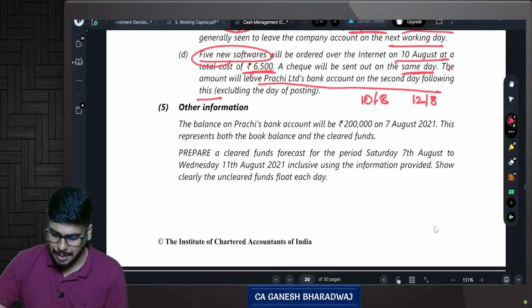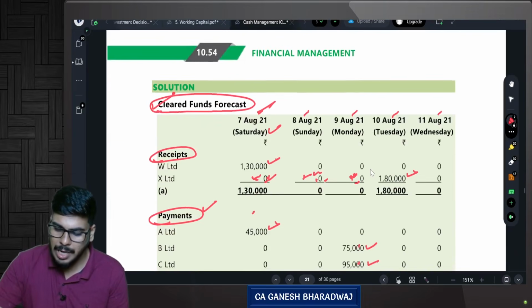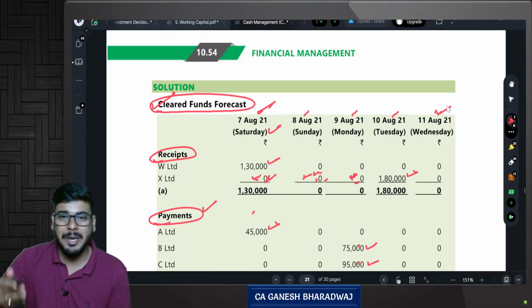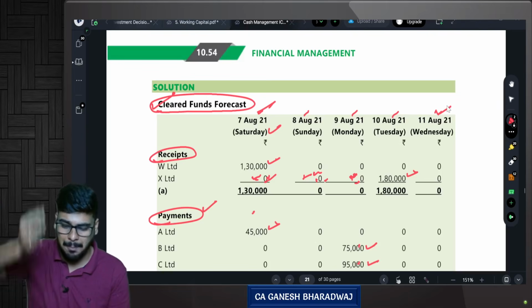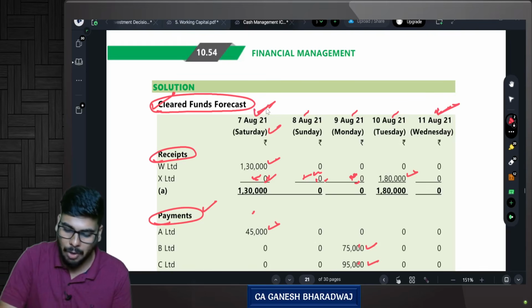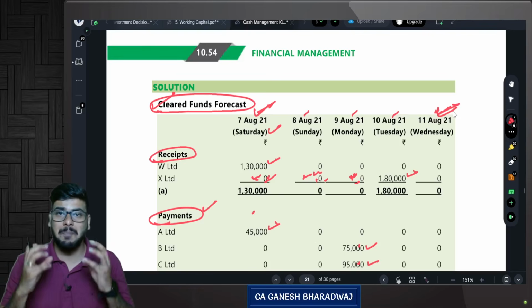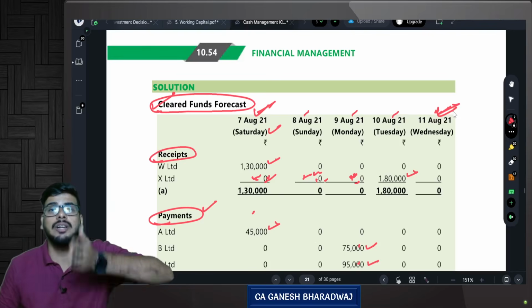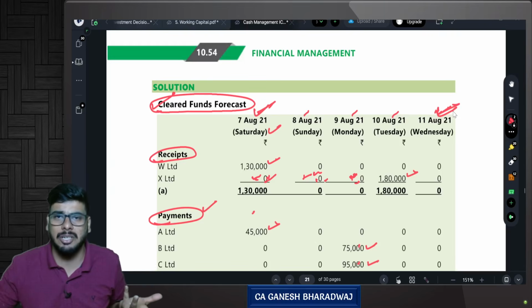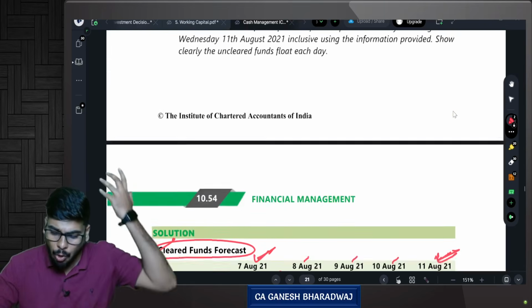Now, you tell me, I am preparing this budget only up to 11th, correct? So basically, it will not impact my budget for the period of 7th to 11th August. Are you clear with this? So basically, it will not impact my clear funds up to 11th August, correct? Because the amount gets reduced from my bank account only on the 12th.